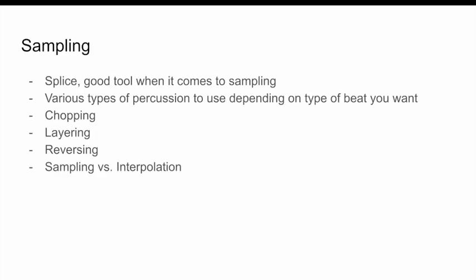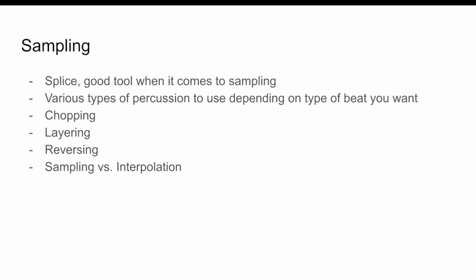Sampling is a type of method that's used to create certain melodies and stuff. For sampling specifically, we would use the application called Splice, and it's a great tool when it comes to sampling. When it comes to sampling, what I usually do is I tend to use mostly percussion. You have very different types of percussion based on your genre. Hip hop would require more hi-hats, for example, but it depends completely on what genre you're doing.